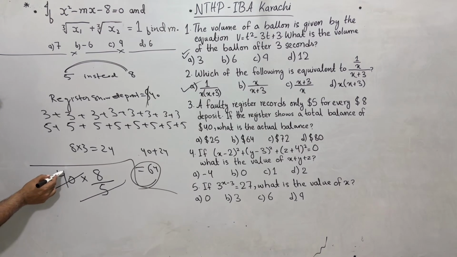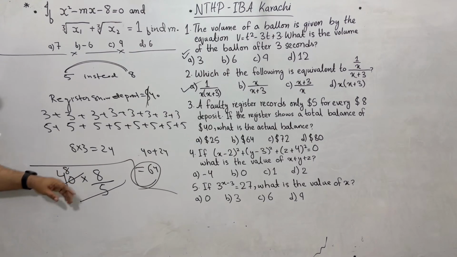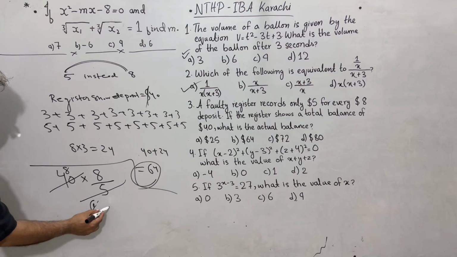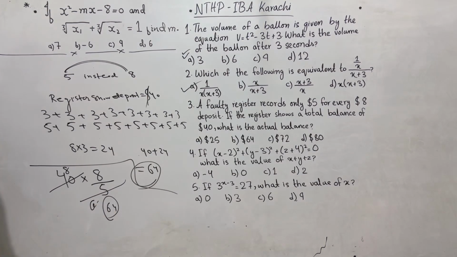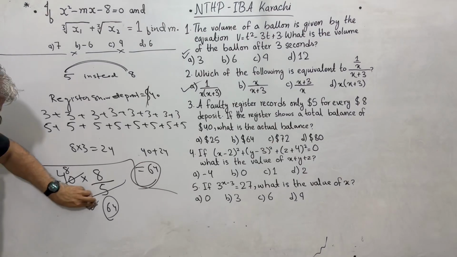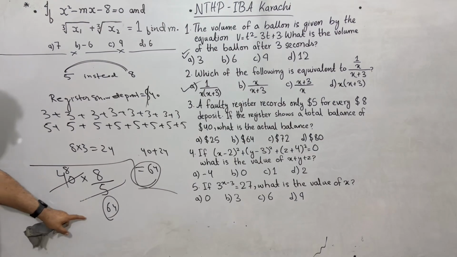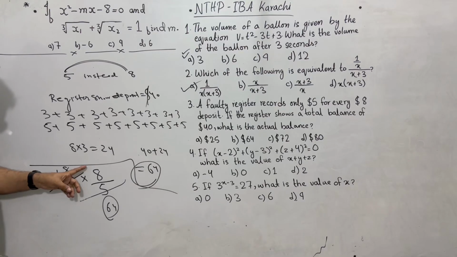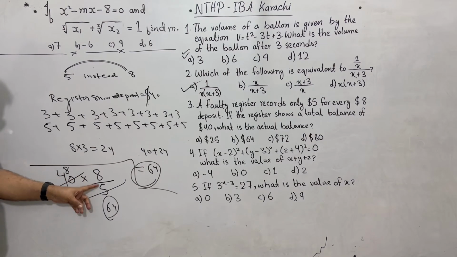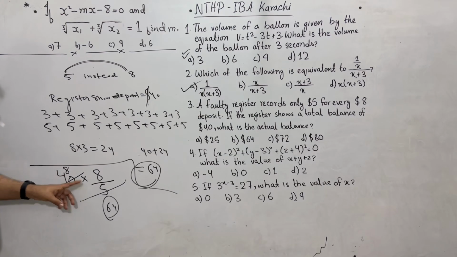$45. 5 8s are 40, and 8 8s are 64. 64 is the right amount to be registered, to be written in the register as a deposit. That is the actual. That's by mistake. That's actual. 5 8s are 40, then 8 8s are 64.